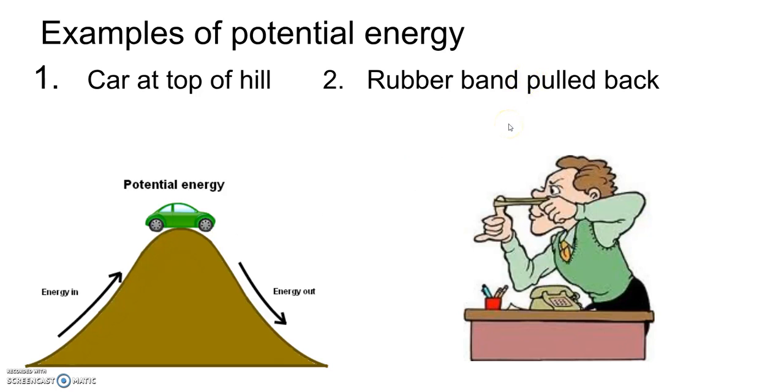Our second example is something I'm sure you've done before, a rubber band being pulled back. The energy is going from the person's hand and it's being transferred into the rubber band. As that rubber band is pulled back, it has potential energy before it gets released. When it gets released, it would then have kinetic energy, but when it's being pulled back, it has potential energy because it's not moving and it hasn't been used just yet.